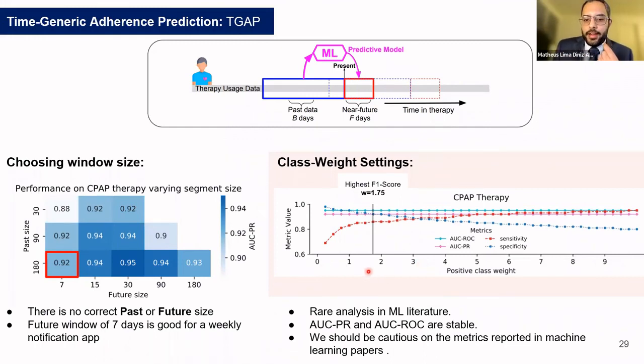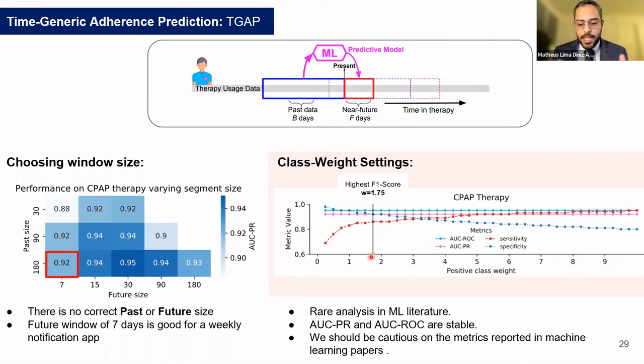Because when we vary the positive class weight, and I'm showing these curves here, the red curve is the sensitivity, the blue curve here is the specificity. We see that sensitivity is very sensitive to this parameter. But the AUC ROC score, actually, these two parallel lines here, the AUC ROC and the AUC PR, at least just looking, they do not change that much. And this is a problem.